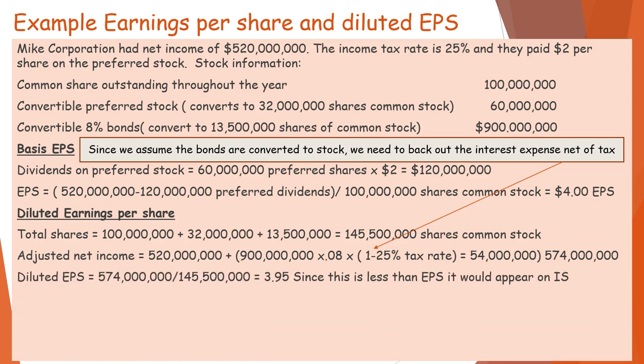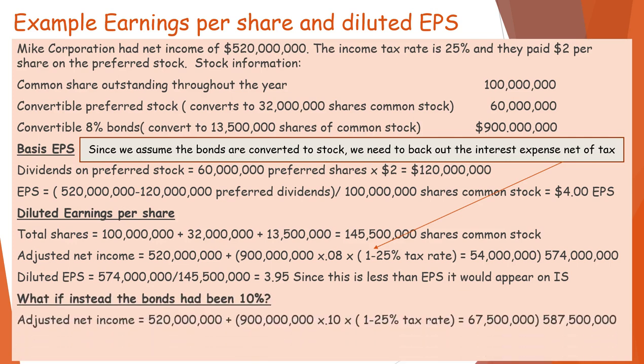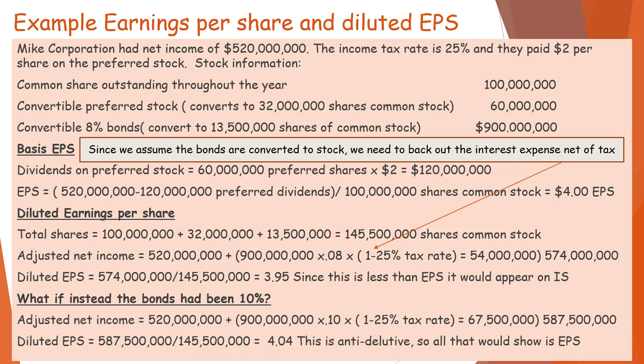So, diluted earnings per share is going to be $574 million divided by our 145,500,000 shares, which gives you $3.95, which is less than basic earnings per share, so it would appear on the income statement. Now, what if instead the bonds had been 10%? We would have had a higher earnings per share, which is anti-dilutive, so all that would show would be basic earnings per share.